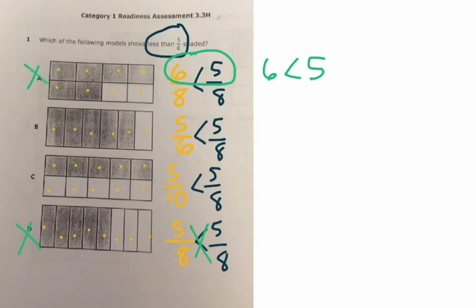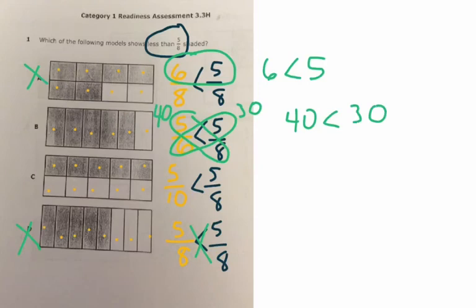For my other two choices, the denominators are different, so I need to go ahead and compare them by using the butterfly method. So let's do 5/8, or 5 times 8, which is 40. 5 times 6, which is 30. Put the same symbol inside. So 40 is less than 30. That is not a true statement. Let's go to choice C.